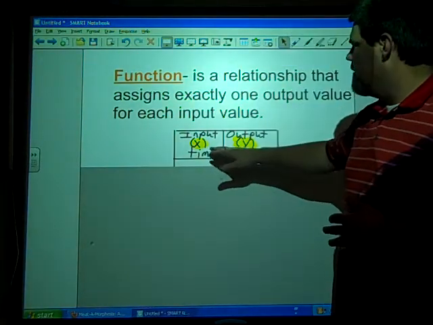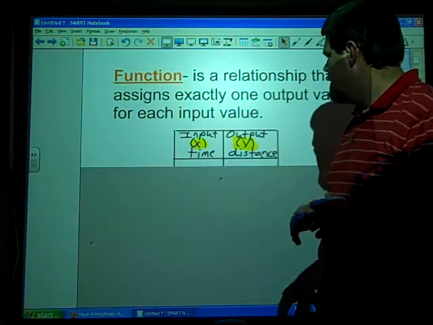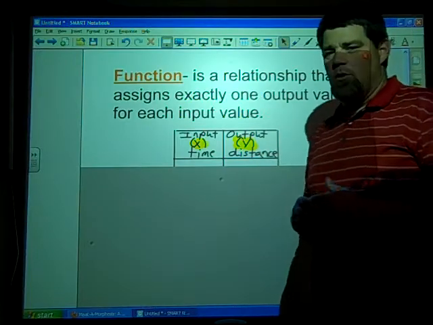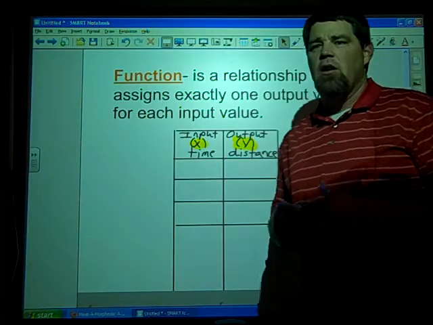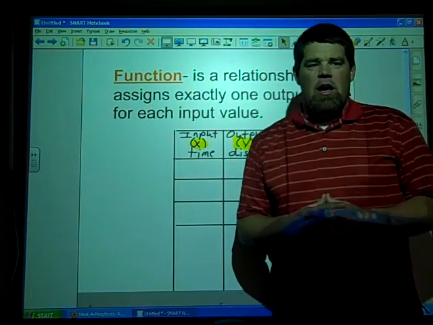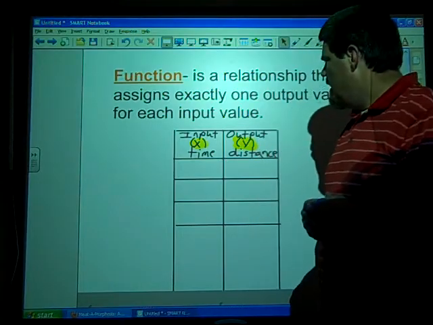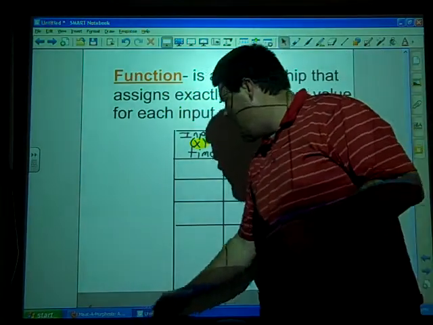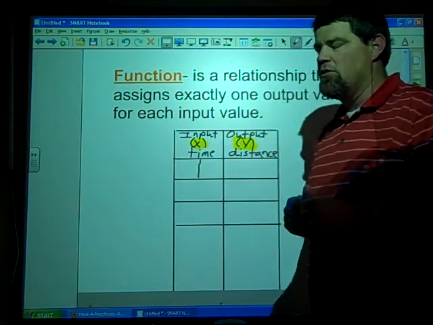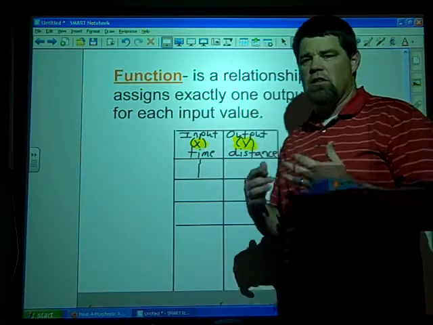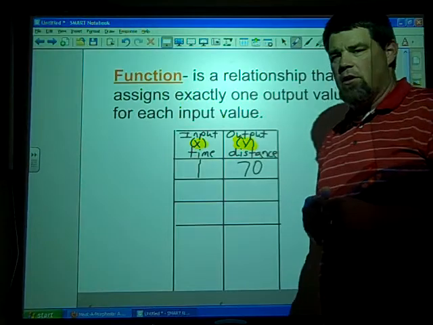Now here we have our x value, which is our input, and for that we're going to use time, and then our y value is our output, and we're going to use distance. So I want you to imagine that you are driving on the interstate in a vehicle, and you are driving at the speed limit of 70 miles per hour. As we do that, for every hour that we drive, that's our time in hours, how far have we gone? What is the distance? Well, we're driving 70 miles for every hour that we go.